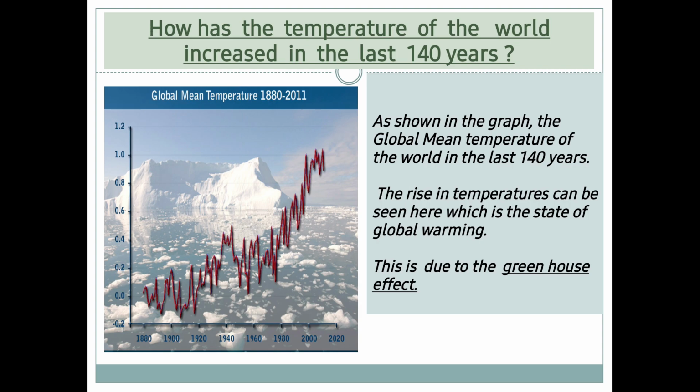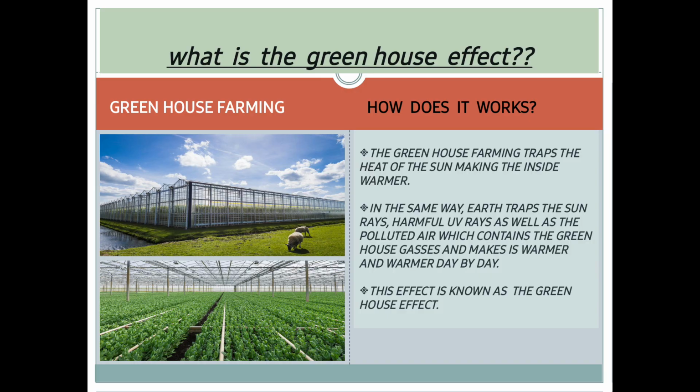Now, you must be wondering why global warming is taking place. Global warming is taking place due to the high temperatures which are caused by the greenhouse effect. Now, what is the greenhouse effect that we are talking about? You must have heard about greenhouse farming, haven't you? If not, then let me give you a glance of how greenhouse farming takes place.